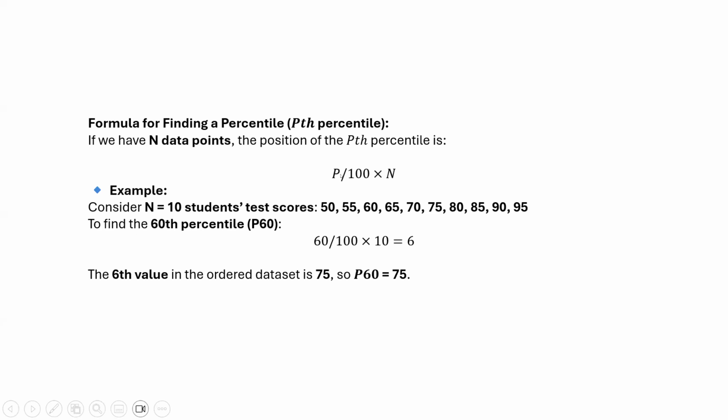So the pth percentile is P over 100 times n, where n is the total number of samples that you have. If I'm asking you to calculate P60, just replace P with 60, divide by 100, and multiply by the total number of samples. So it gives me 6. Now you can count your sixth value: 1, 2, 3, 4, 5, 6. The sixth value in your ordered data set is 75. So your P60 here is 75. Okay, any question?